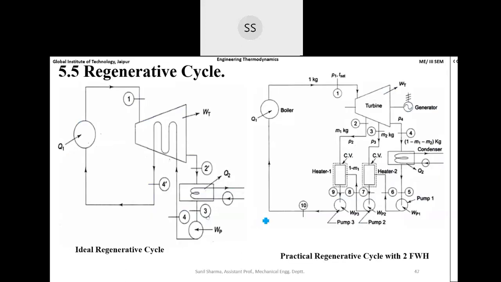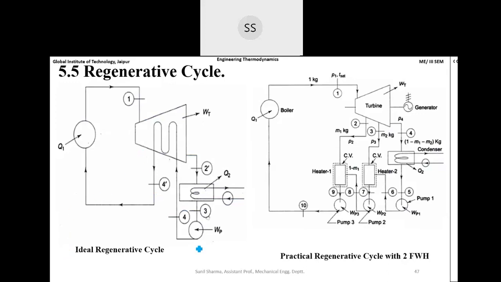ठीक है. So see the practical understanding of this, the two diagrams are there which will explain to you how exactly it happens. So here is the ideal regenerative cycle. So we first see how it works.